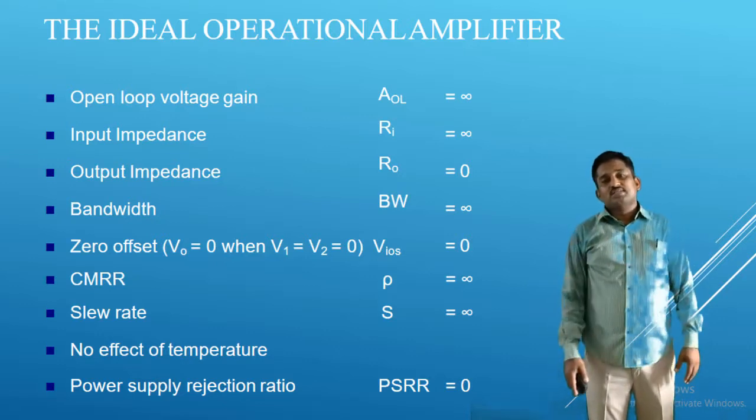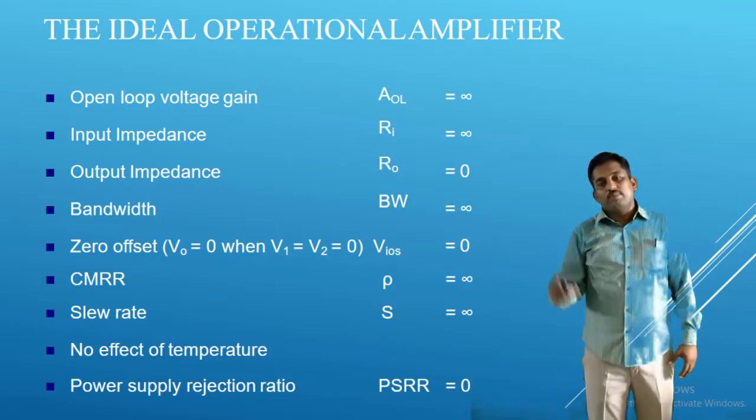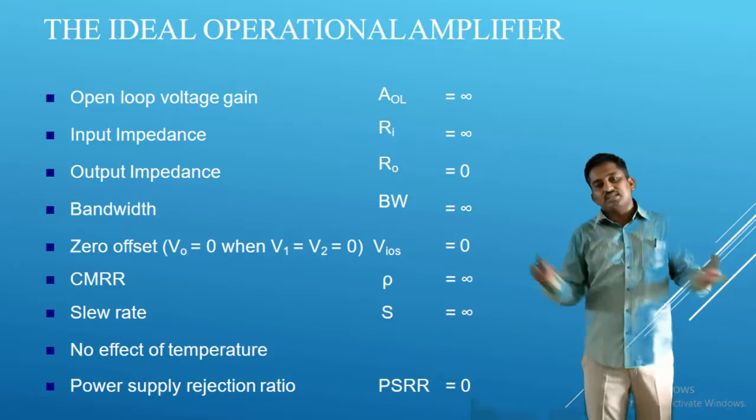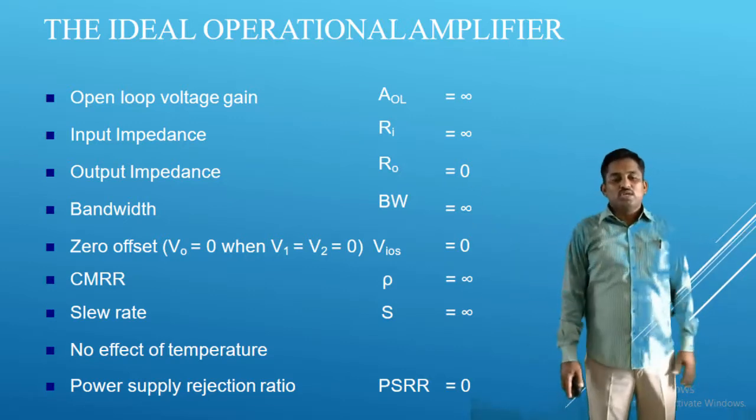Next, coming to the CMRR. CMRR is nothing but AD by AC. So obviously, if AD is infinity, then since CMRR is directly proportional to AD, CMRR is also equal to infinity.